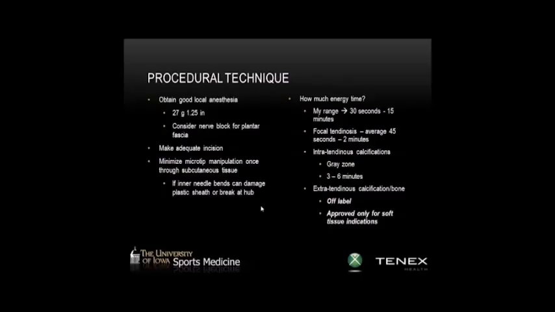Making an adequate incision all the way out, from the skin all the way down through the fascia into the tendon, is really going to make the procedure go much smoother and allow you to get the device where it needs to be.